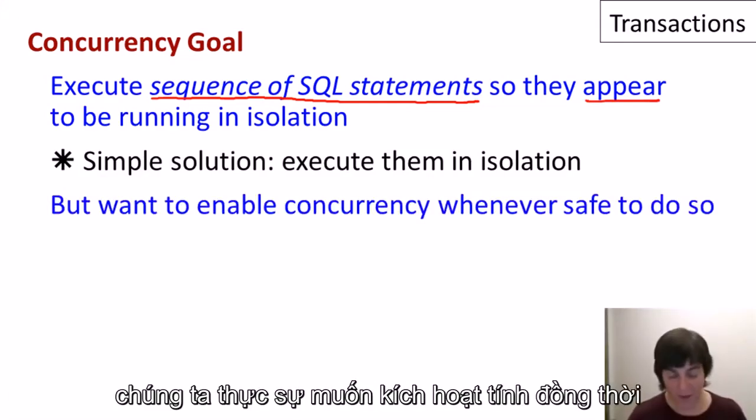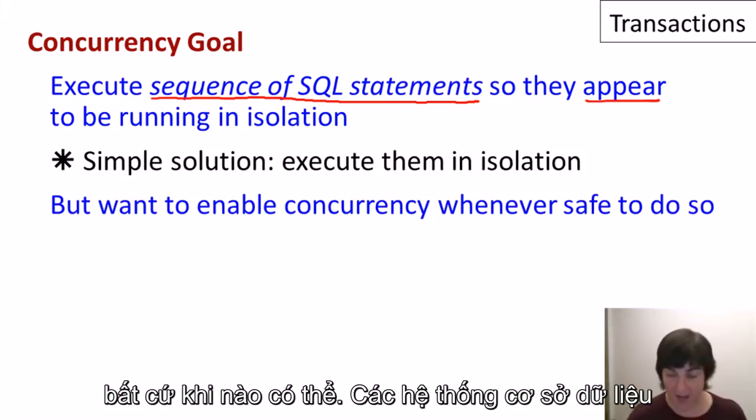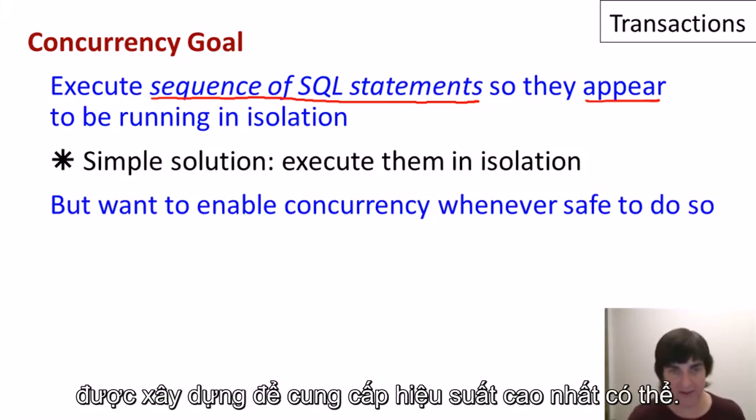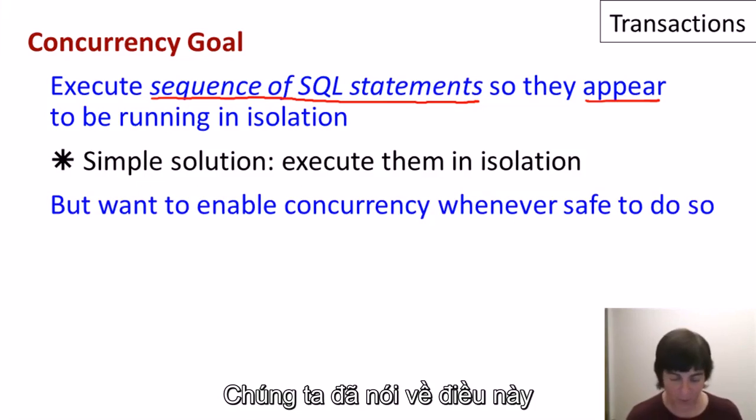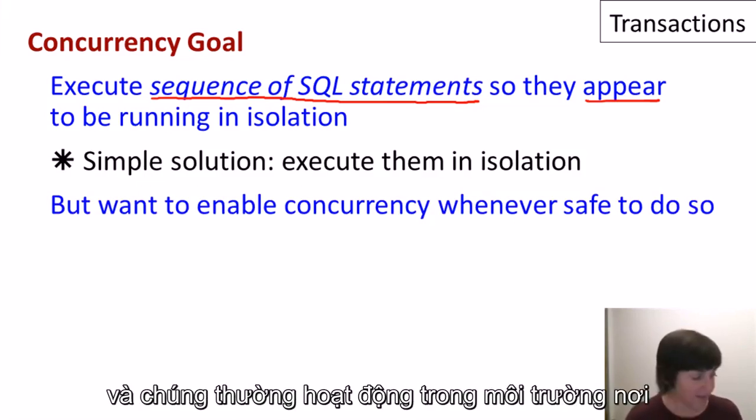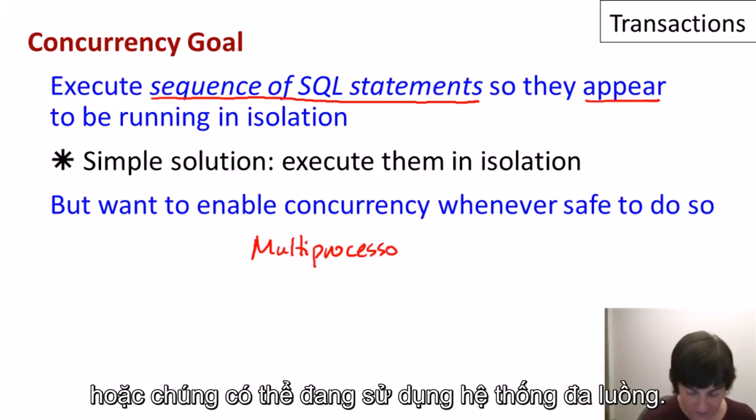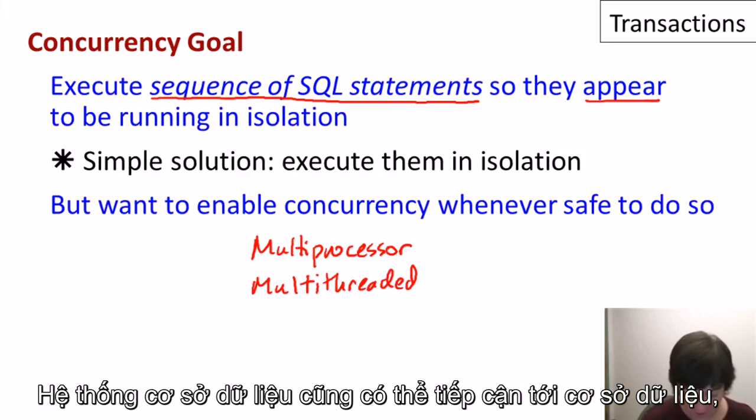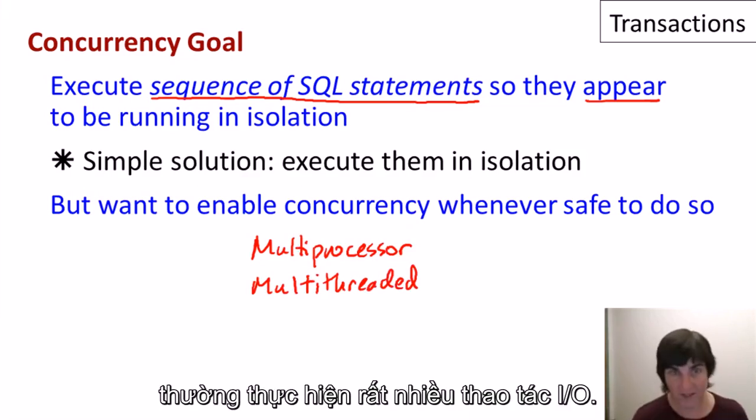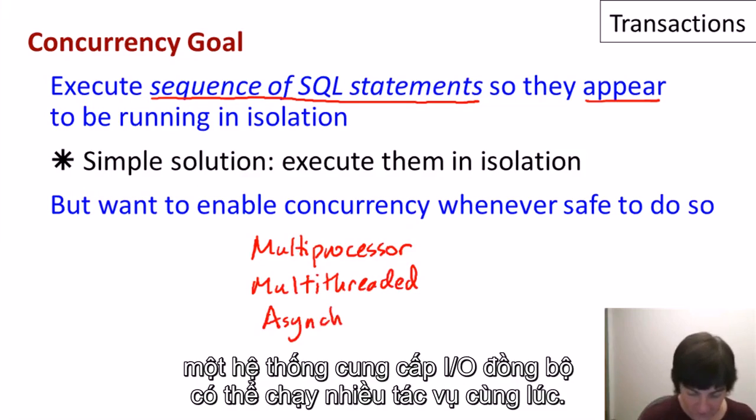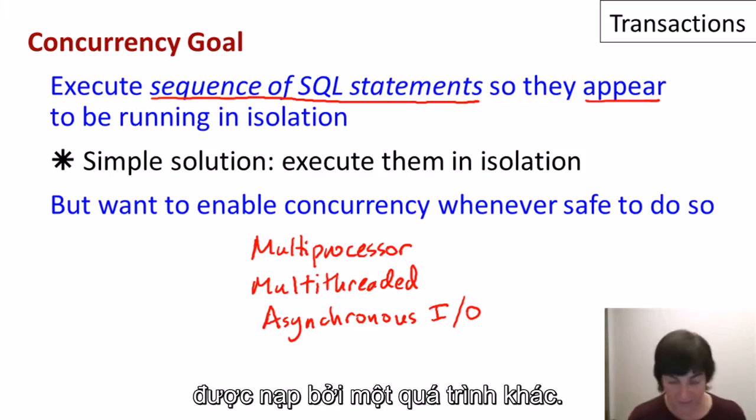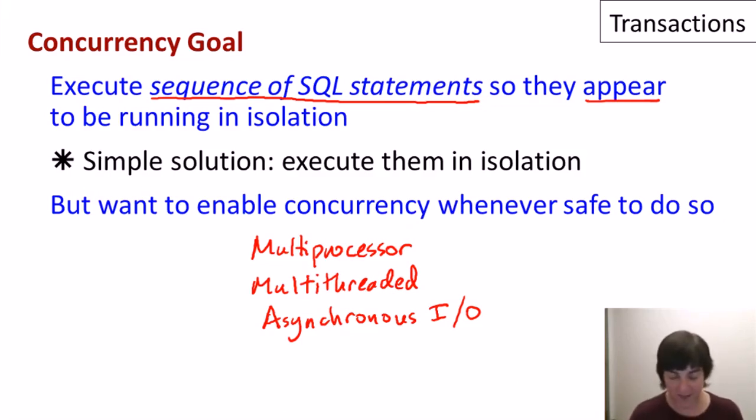On the other hand, we really do want to enable concurrency whenever we can. Database systems are geared towards providing the highest possible performance. We talked about that way in the introduction to the course. And they typically do operate in an environment where concurrency is possible. They may be working on a multiprocessor system. They may be using even a multi-threaded system. And database systems also, as they access the database, tend to do a whole bunch of I/O. So a system that provides asynchronous I/O can also run multiple things concurrently. It can do one thing while it's waiting for data to be fetched by another.